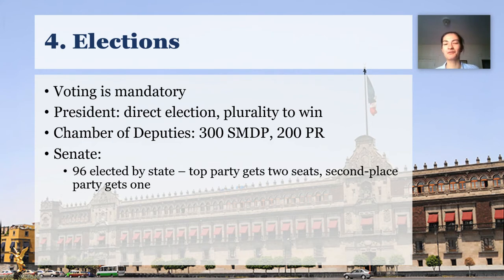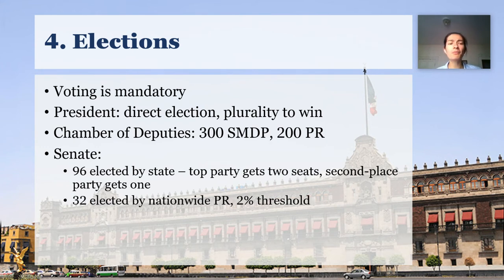So there's a sort of second place consolation prize baked into this system, which, as far as I know, is pretty unique. In addition, there are 32 more senators elected by nationwide proportional representation, and there's a 2% threshold there. So if your party gets less than 2% of the votes in the nationwide Senate election, you don't get any seats.